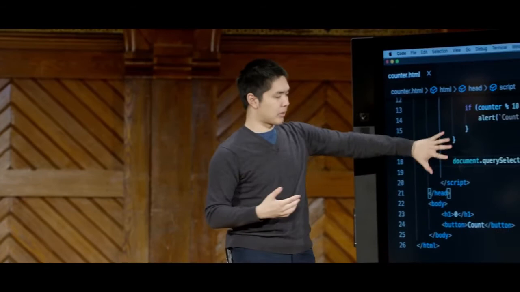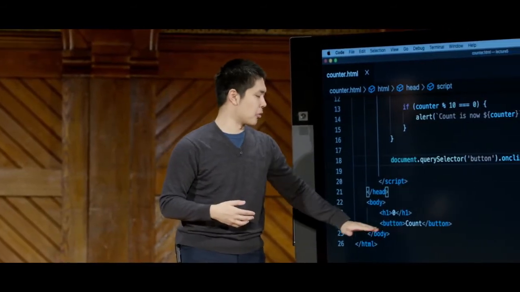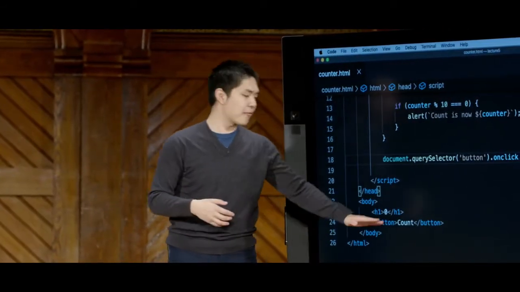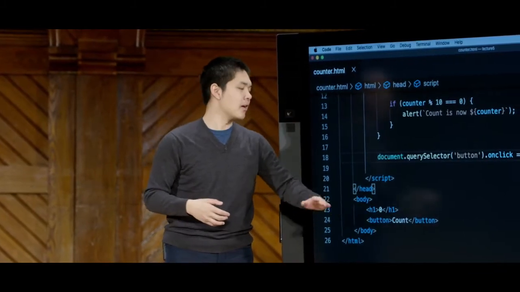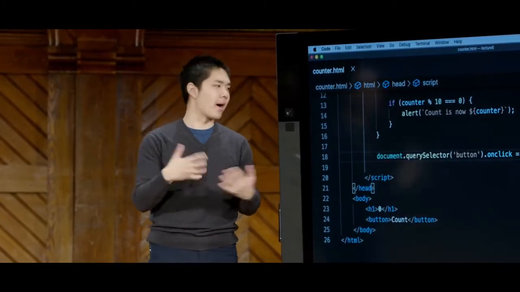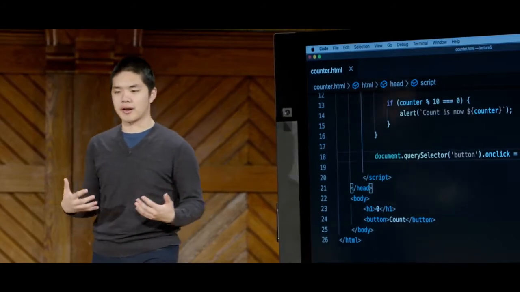One would be to take the script tag and just move it to the bottom section of the body, so that after we've already defined the button that says count, we then have the script tag that says, all right, go ahead and now find the button. And now we'll be able to find it.